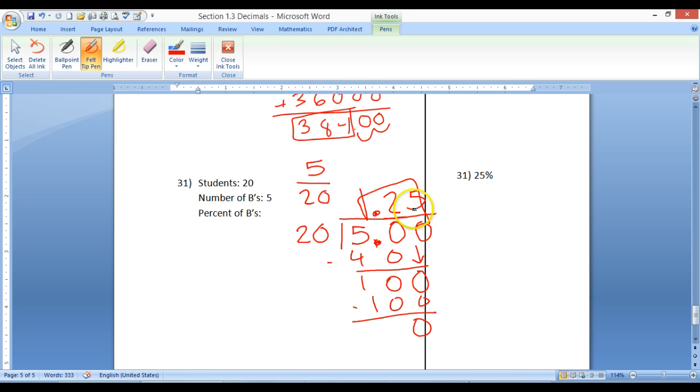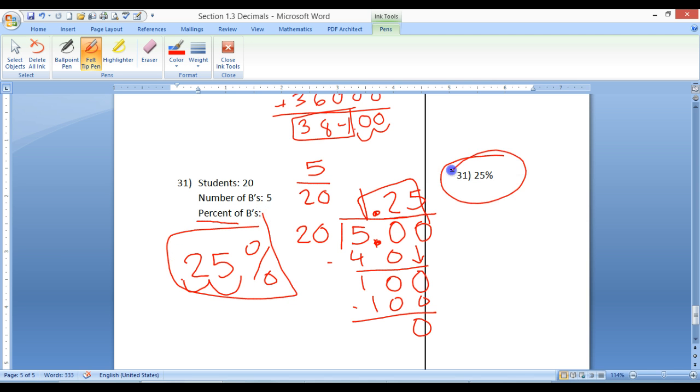But wait, it asked for a percent. So remember, percent means per 100. 100 is 2 decimal places. It moves over here. These little things can remind you that you've moved it over 2 place values. And the answer is 25%.